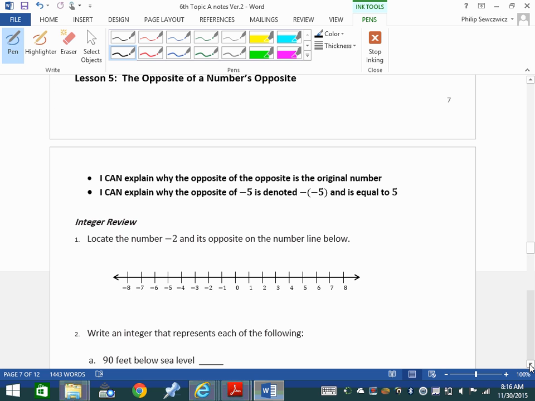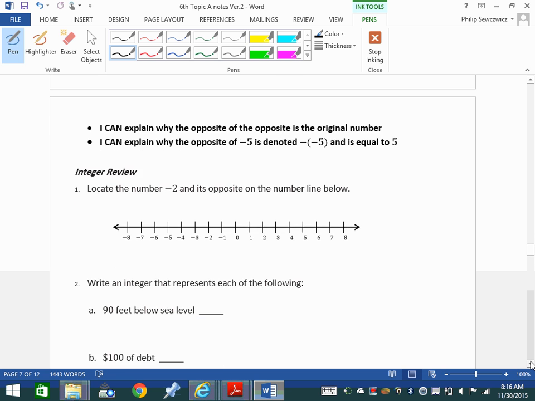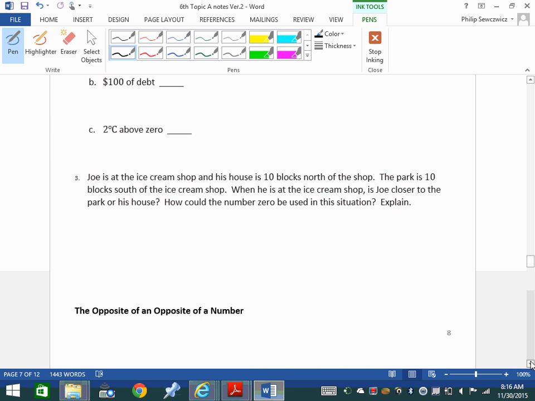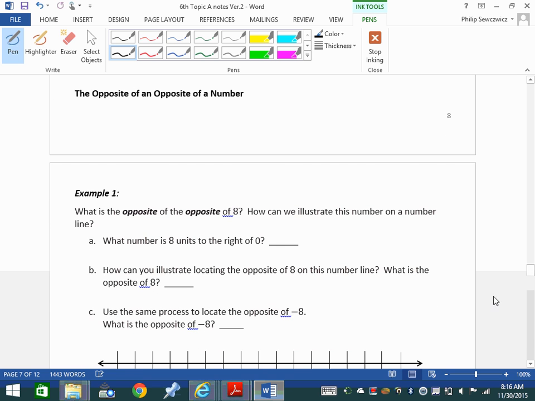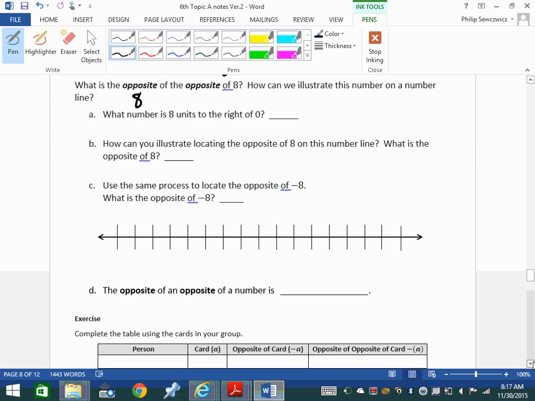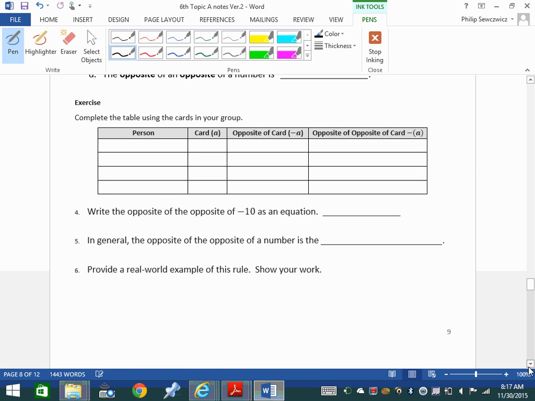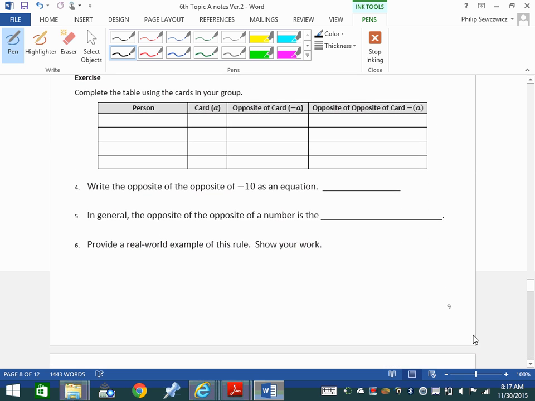All right, so lesson 5, we're also going to continue along with a lot of what we were doing before. The big thing here is the opposite of an opposite, which is kind of silly. What is the opposite of the opposite of 8? Well, okay. What is the opposite of 8? How about negative 8? So what's the opposite of negative 8? Yeah, it's a positive 8. So the big thing about it, and we can go through the whole steps, I don't think we need to. The big thing about the opposite of the opposite is that it's always itself.